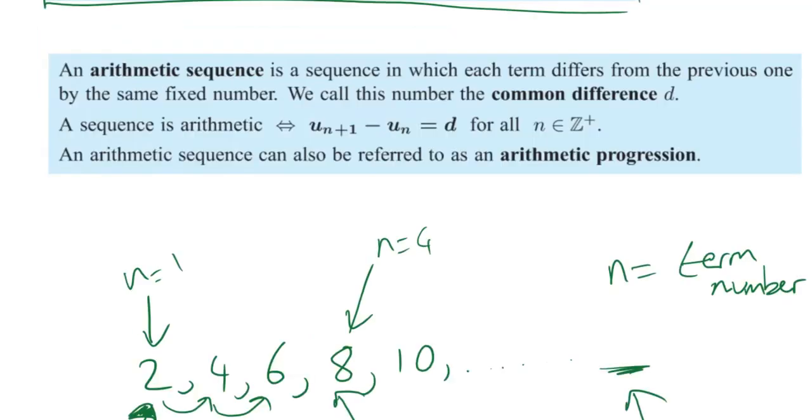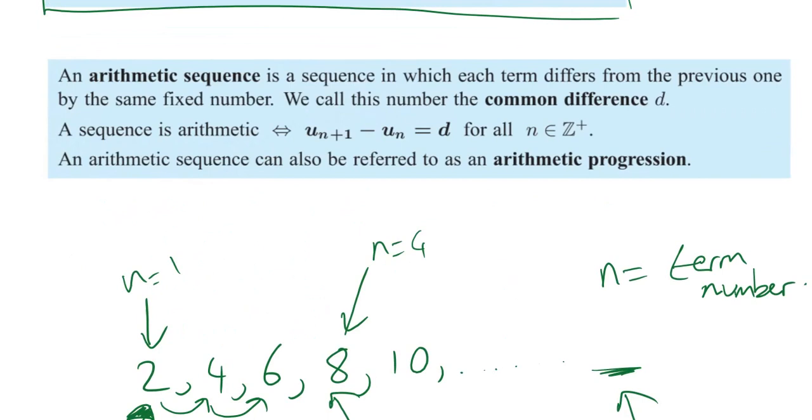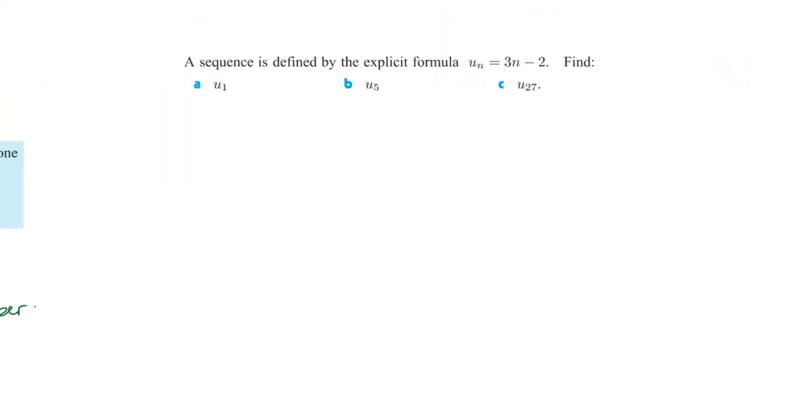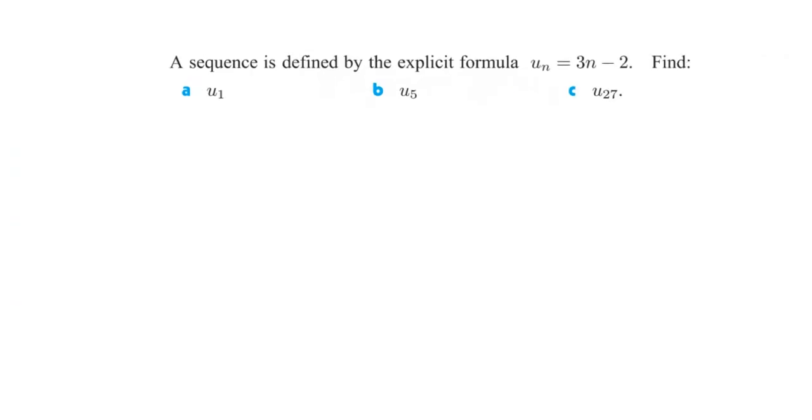So let's just focus in on that arithmetic sequence. It's defined to be a sequence in which each term differs from the previous one by the same fixed number. As I said before, that's known as D, the common difference. So for any term, if we take away the previous term, we are always going to have this difference D. Let's play around with it to get some better understanding.